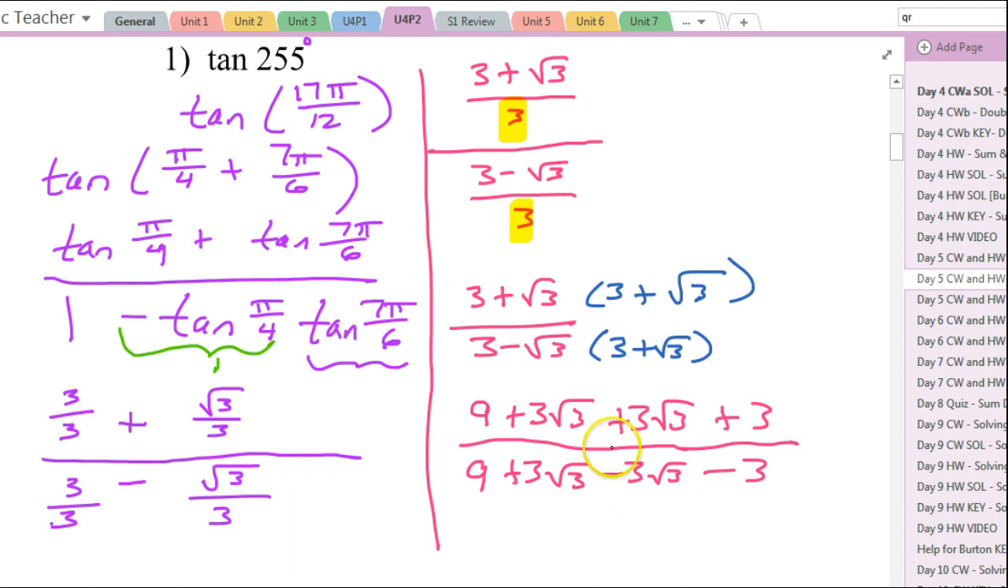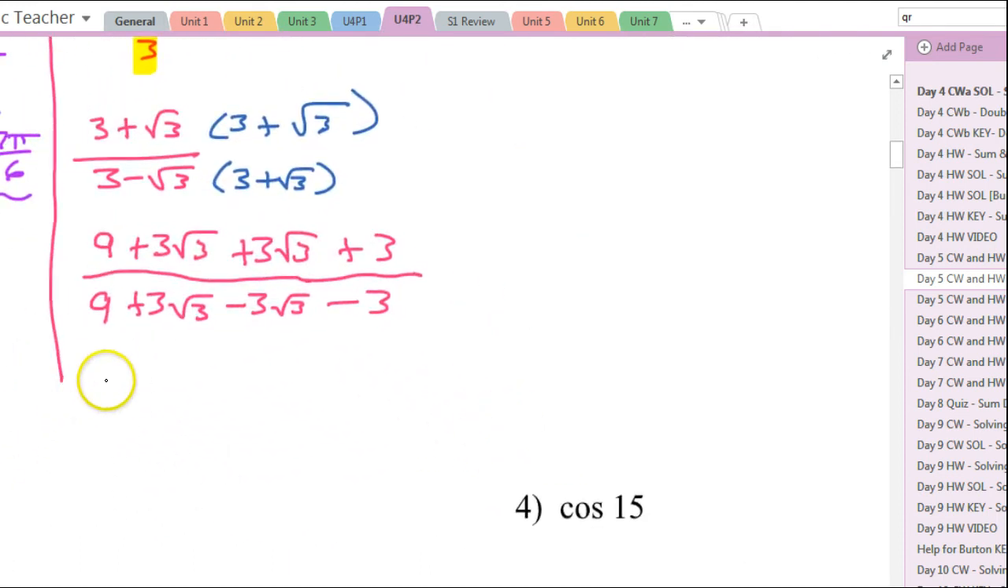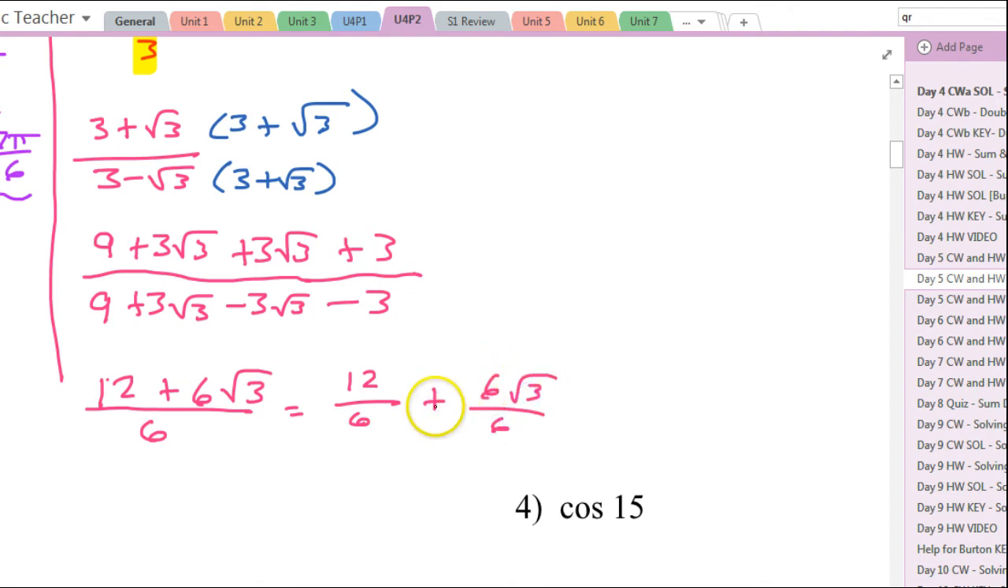So now combining my like terms, I'm going to have 12 plus 6 radical 3 over 6. Does that make sense? Okay. So I'm just going to take this 6 and put it under each term separately. So that would make it like this. So that's why the final answer is going to be 2 plus radical 3. And that would be the final answer.